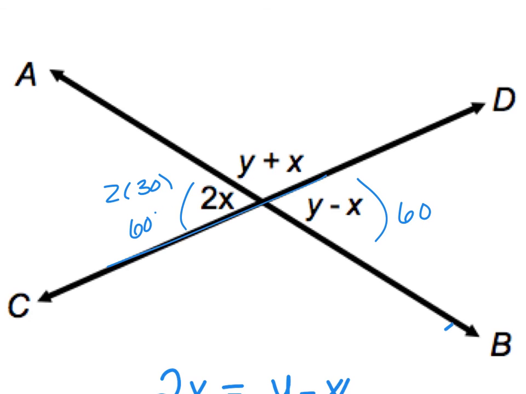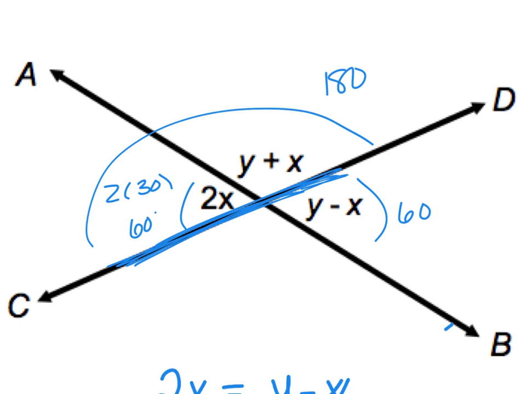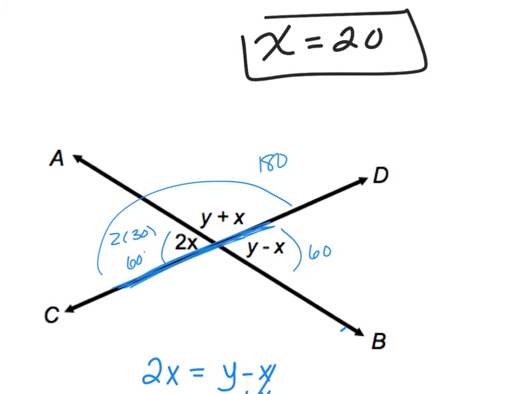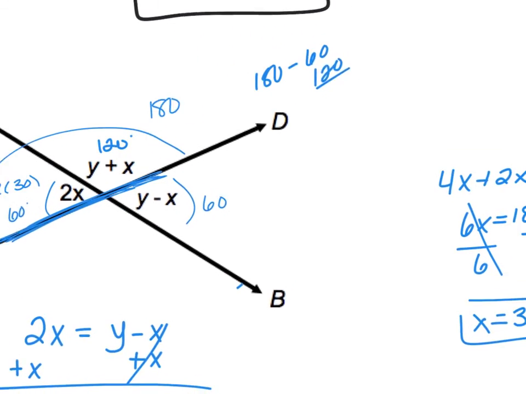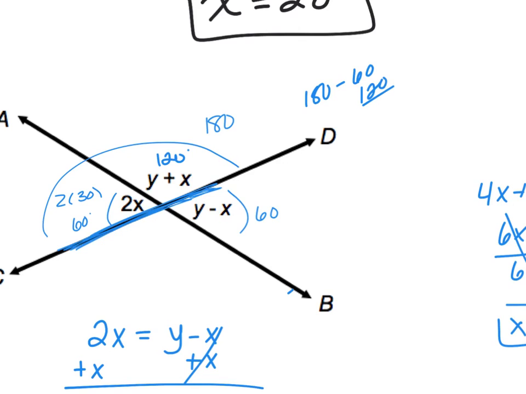which means that angles on the same line have to add up to 180. So if I do this to 180, 180 minus 60 is 120. So I'm not saying y is 120, I'm saying that this angle is 120. So what we can do is we can do y plus x equals 120. The thing is, we said x was 30, so y plus 30 equals 120.